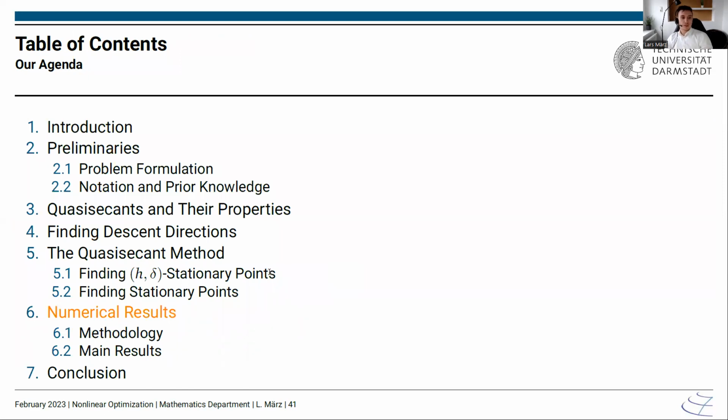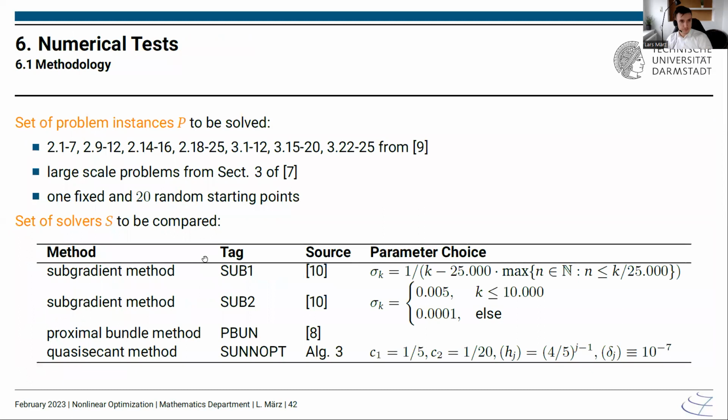So how does this translate into practice? For that, the paper we considered throughout this presentation took a set of really common problem instances in the literature for general non-smooth problems, and also for large scale problems, and compared them on the basis of one fixed starting point and 20 random starting points, which were homologated between those two methods.